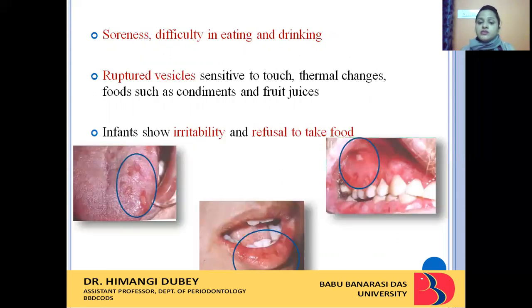Now coming on to the oral symptoms, the disease is accompanied by generalized soreness of the oral cavity, which leads to difficulty while eating and drinking. The ruptured vesicles are the focal sites of pain and are particularly sensitive to touch, thermal changes, foods such as condiments and fruit juices, and the action of coarse food. In infants, the disease is marked by irritability and refusal to take food. In these figures, you can see involvement of the lip, gingiva, and tongue in primary herpetic gingivostomatitis.